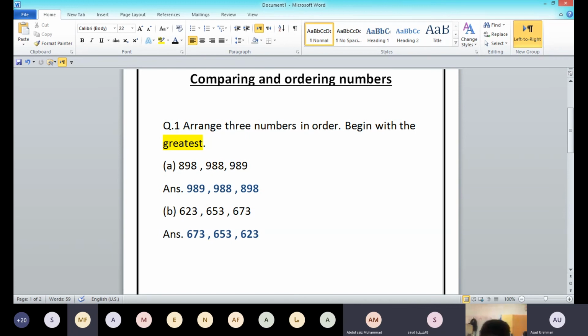Begin with the smallest, then the greatest. Arrange these numbers.